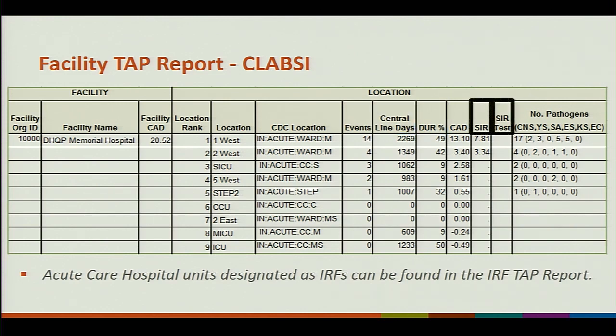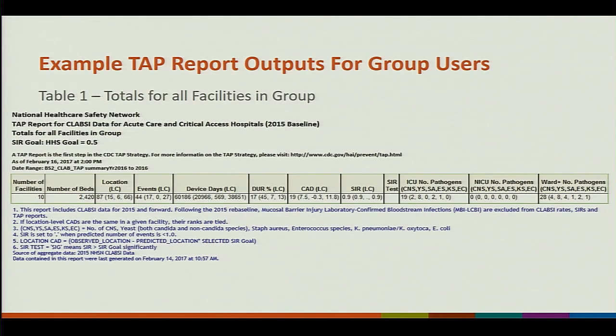And then that's followed by your SIR and the SIR test, which tells you how significantly different your SIR is from the SIR goal. And then lastly, the number of pathogens. This column for your device-associated HAIs gives you a breakdown of how many of your events were one of the 6 more common pathogens seen within NHSN for that specific HAI type. All right.